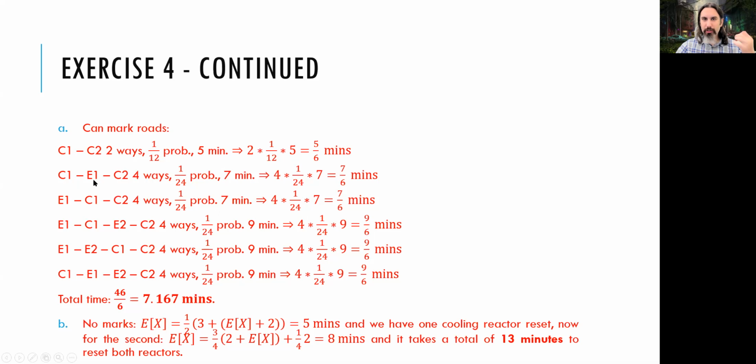Over here, 3 minutes, go, reactivate, come back. 2 minutes, go, come back. 2 minutes, go, reactivate, come back. 4 different ways, because C's can change places and E's can change places. So 1 over 24 probability, 1 over 4 times 1 over 3 times 1 over 2, 7 minutes, 3, 2, 2. Or E1, C1, C2, again 4 ways, 1 over 24 probability, 7 minutes. And with all 4 of them, E1, C1, E2, C2, 4 ways, 1 over 24 probability, 9 minutes, etc.